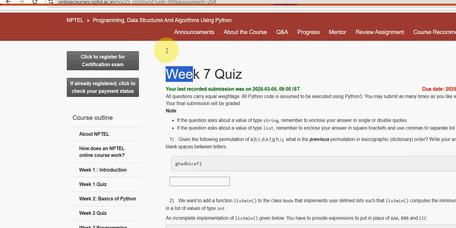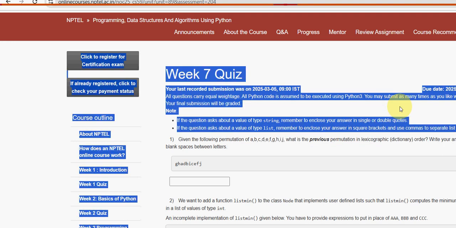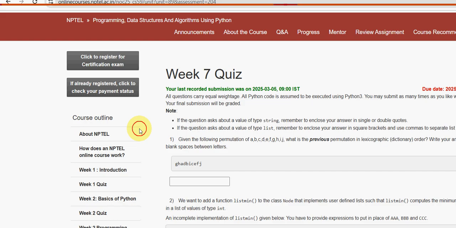Now let's see the first question of week 7. Given the following permutation, what is the previous permutation in lexicographic, means dictionary order? So this is the previous. So this is the permutation. So now let's see the answer.